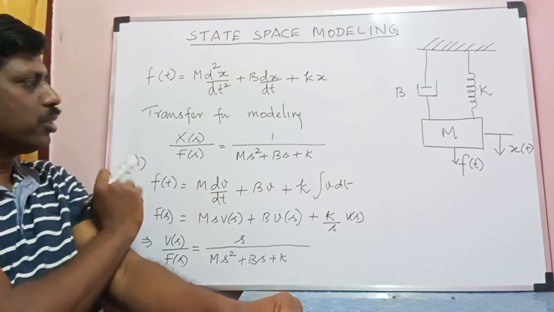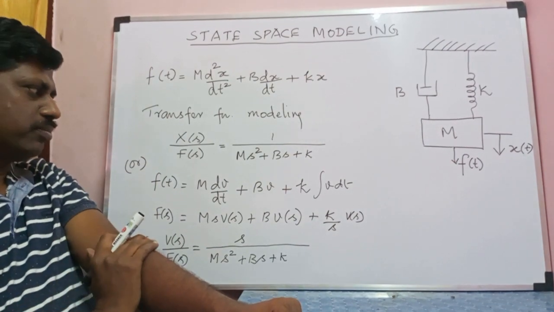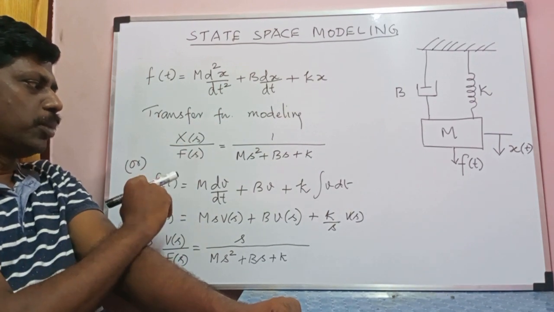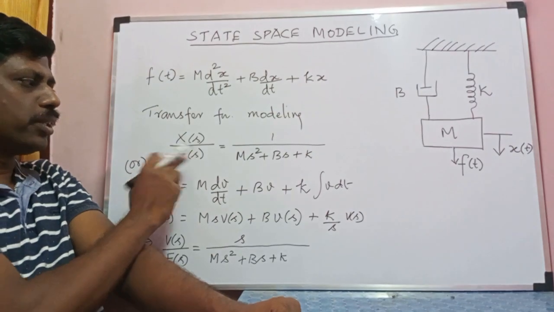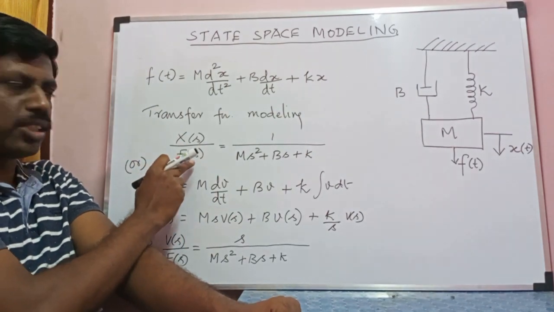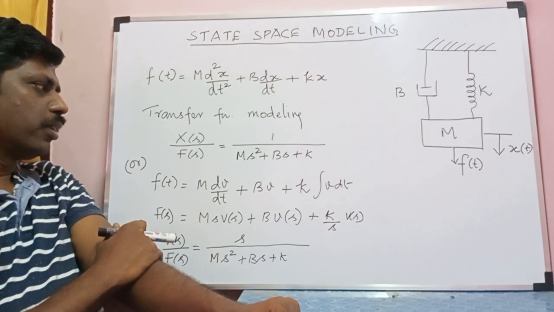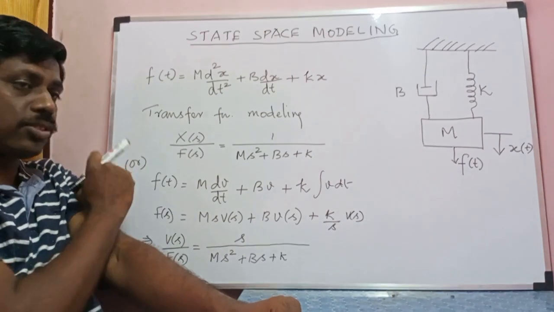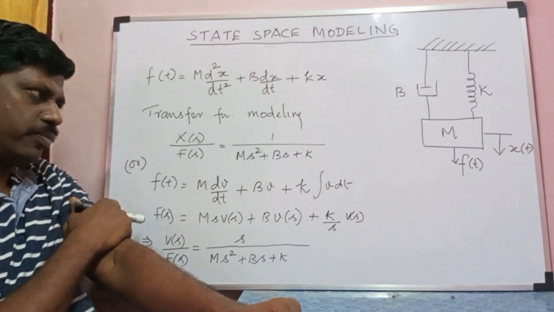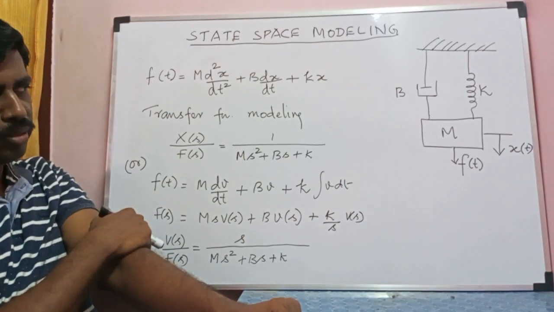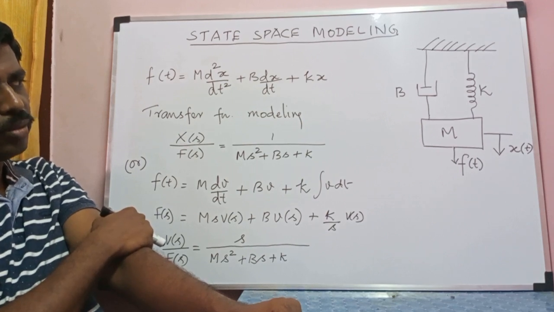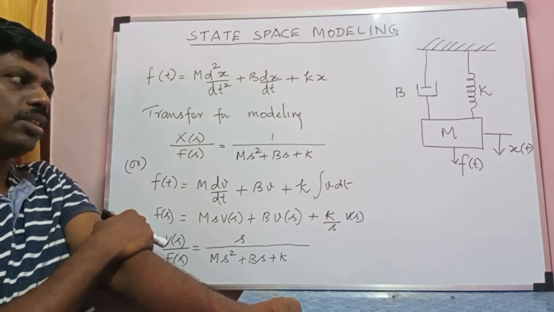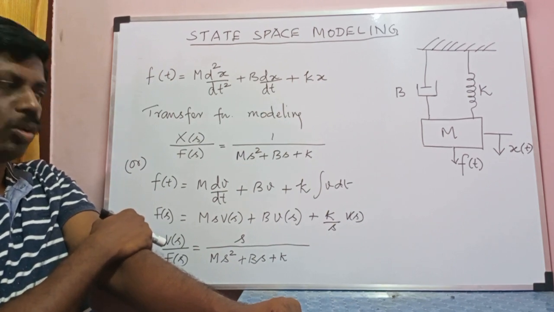And we are very familiar with this transfer function modeling. So if you apply the Laplace transformation and separate the input and output variables, we are going to get this transfer function model. Of course, in this transfer function model, the output we have taken is x of s, otherwise the displacement. But if you really look at the system, the output variable need not be x of t, it can be the velocity, I mean the v of t also.